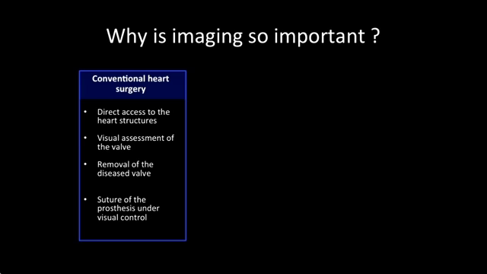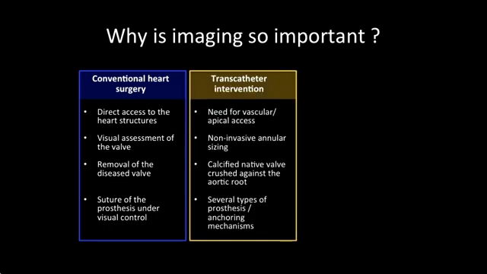heart surgery. During surgery, there is direct access to the heart structures, and the valve can be visually assessed by the surgeon with the diseased valve completely removed and the prosthesis of adequate size secured in place. Conversely, transcatheter intervention is performed from a remote access site, and therefore the most suitable access route has to be identified in order to plan the intervention, either vascular or through the apex.